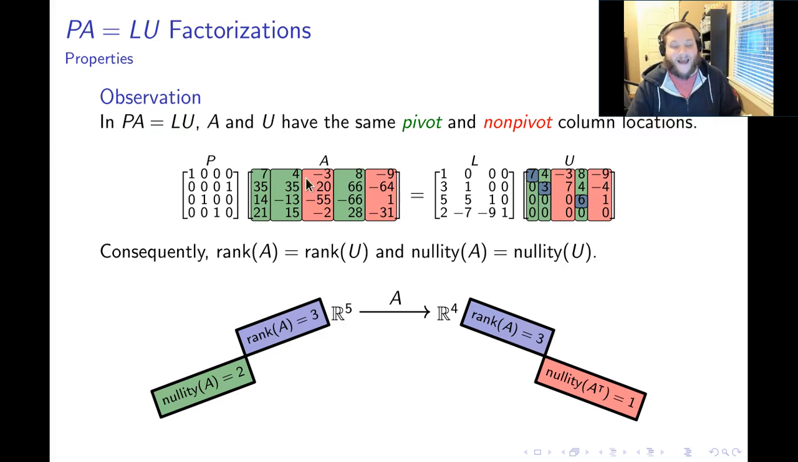So I didn't have to do any work here because someone has given me PA equals LU. If I were only given A, I'd have to work somehow to figure out what the rank of A was, and then I could figure out the nullity of A and the nullity of A transpose. I don't need to do any of that work here because someone gave me PA equals LU.